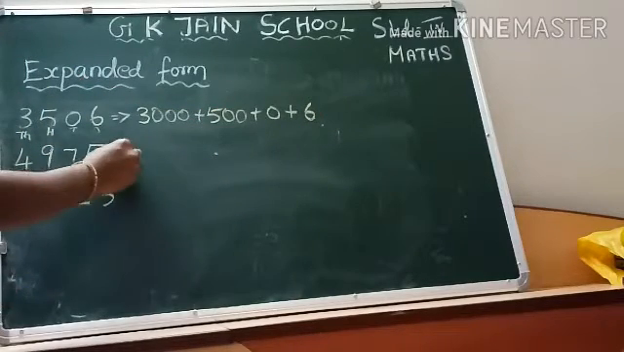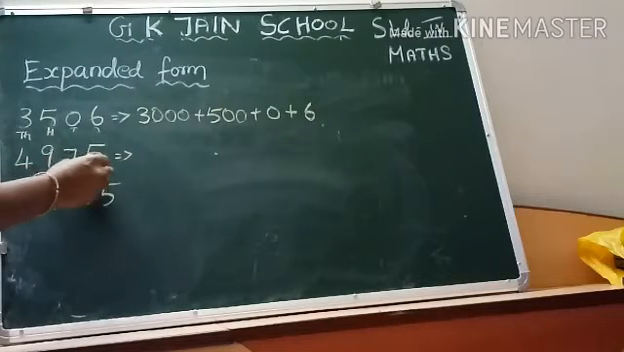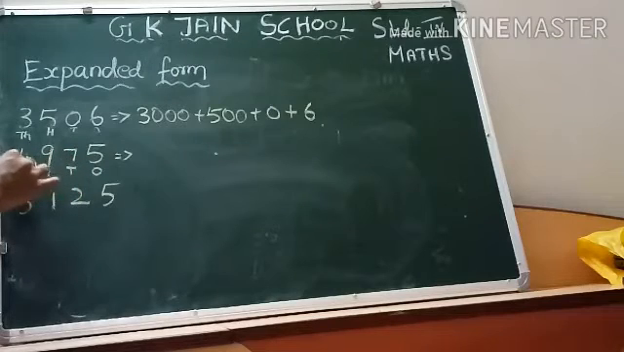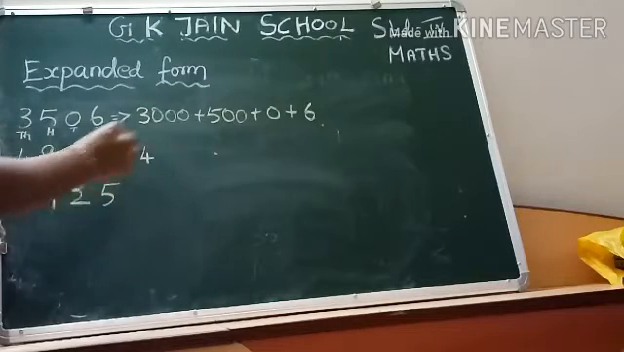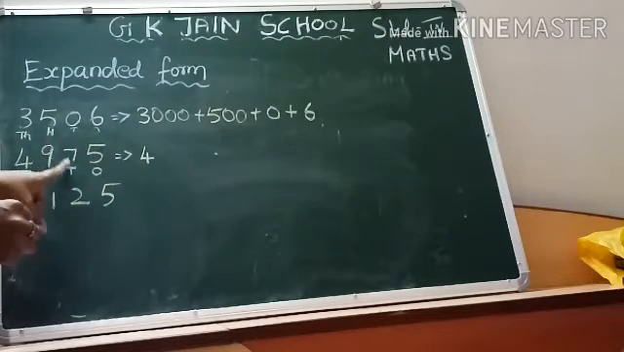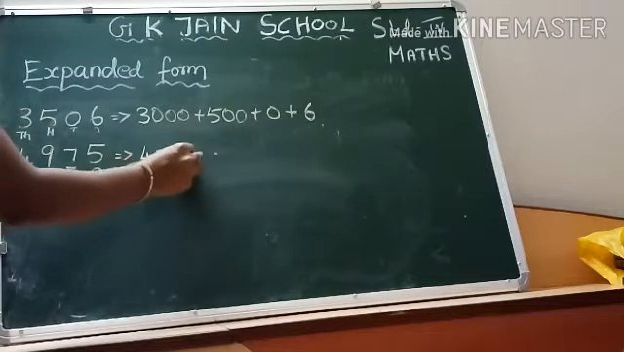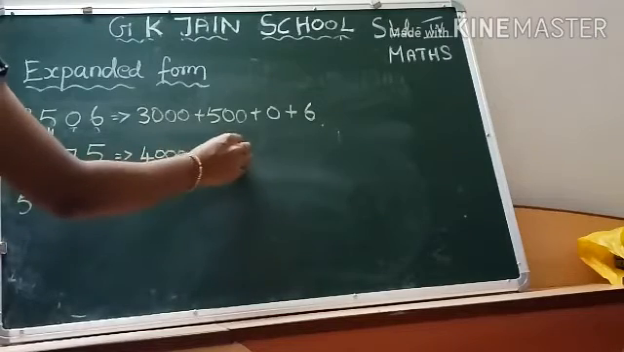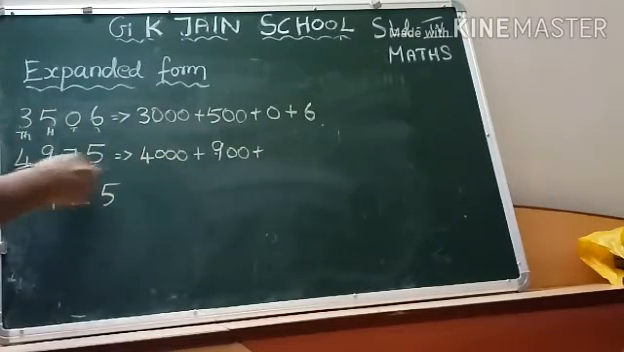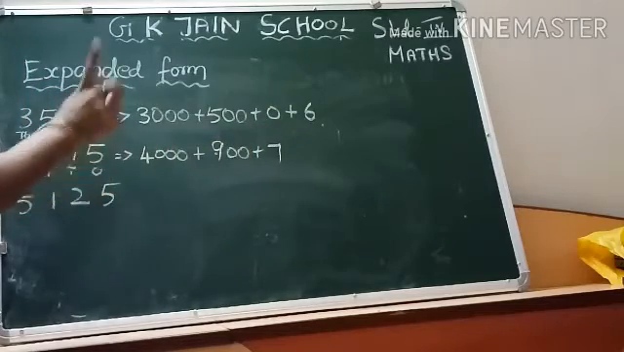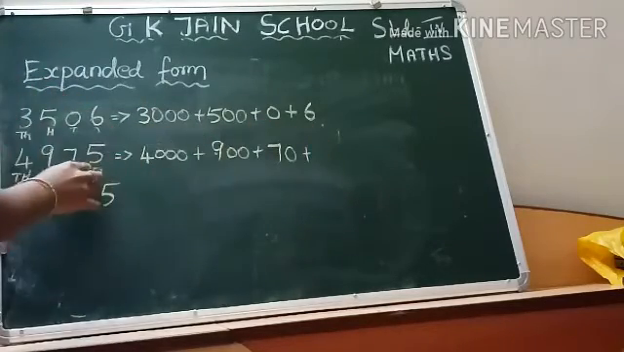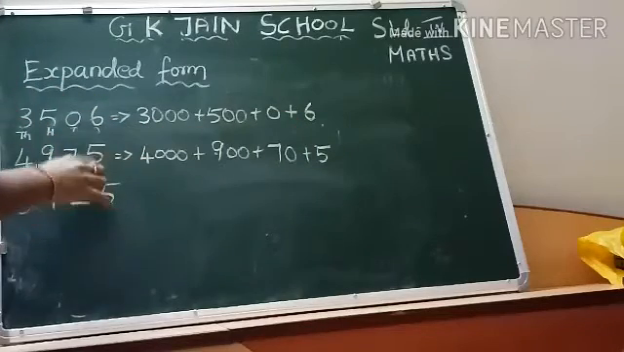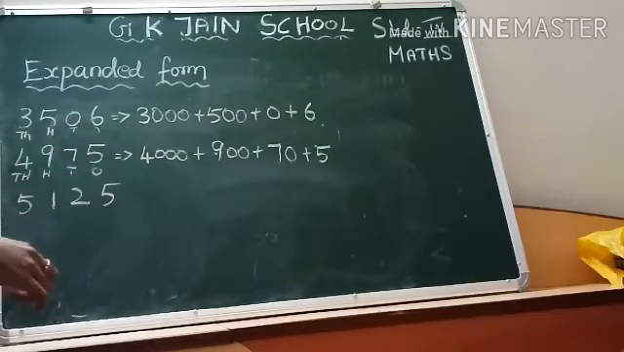Okay, next example, 4975. So we put the place value ones, tens, 100 and 1000. What is the first number? 4. So how many numbers are there? 1, 2, 3. 3 numbers. So we put 3 zeros. What is the next number? 9. After 9, how many numbers? 2 numbers. So we put 2 zeros. The next number is 7. After 7, only one number. So 1 zero. 5 is the last number. So we are not going to put any other zeros.